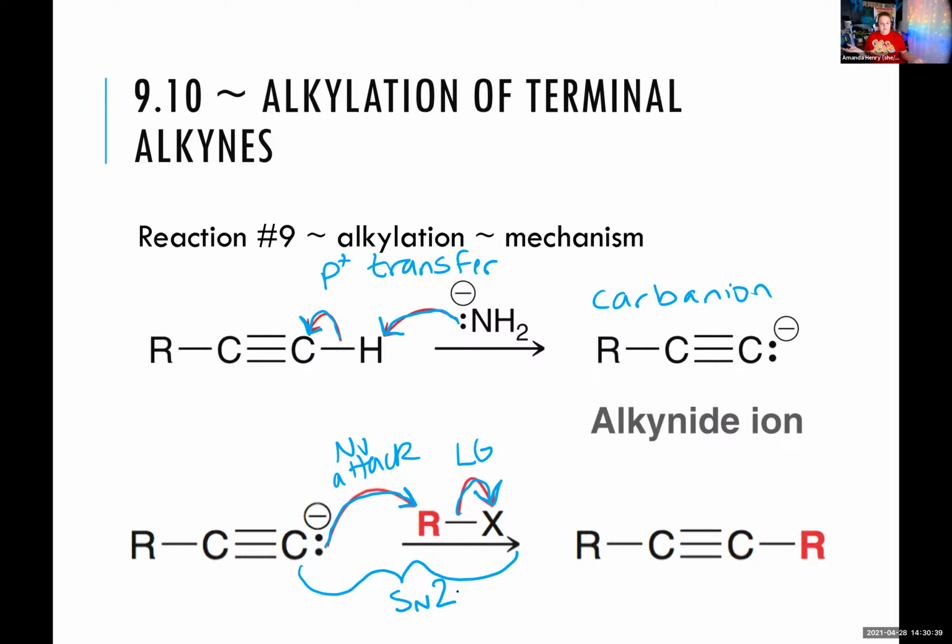This is the whole reaction though. We take that hydrogen off to create a good nucleophile. And then we do a nucleophilic attack with that loss of a leaving group, and we make our new internal alkyne. Any questions about the mechanism?